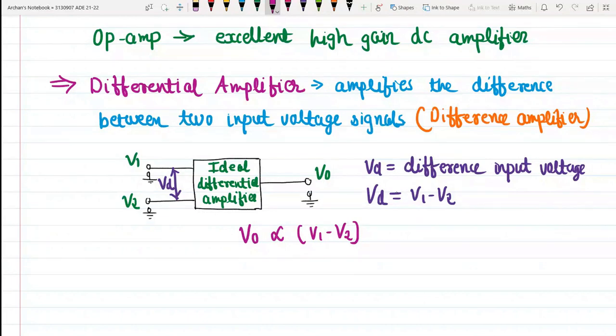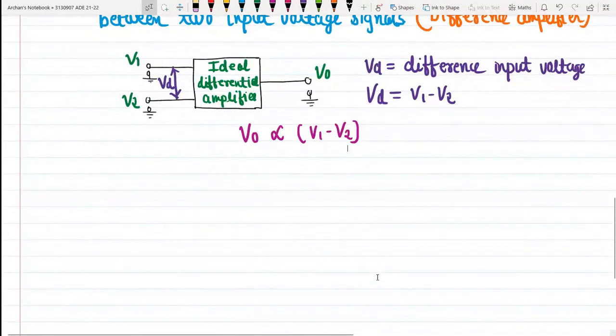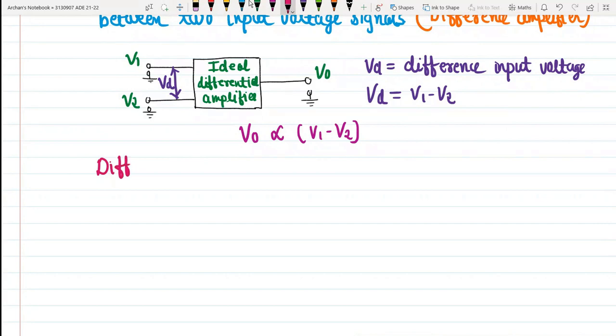So we are available with one gain. In this case, the gain is known as differential gain. We will call it gain AD. So let us now understand what we mean by this differential gain. It is denoted by A suffix D. Okay, so we have this equation. Let us call this equation number 1.